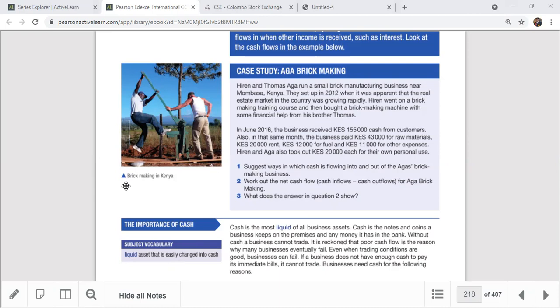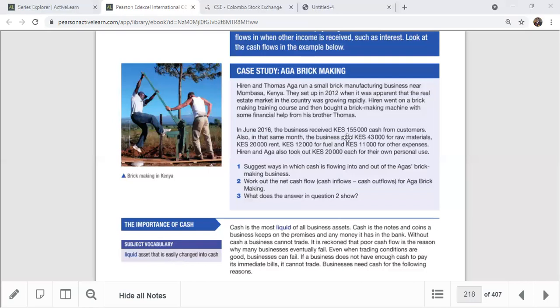Okay, thank you. So you can see this is a small example of the Kenyan case study. They are brick manufacturing, and after they set up the business in 2012, they have some income and expenses. You can see in the second paragraph, KE stands for Kenyan shilling, their currency. 155,000 is the cash inflow from customers, and 43,000 for raw materials, 20,000 for rent, 12,000 for fuel, and 11,000 for other expenses are all outflows.